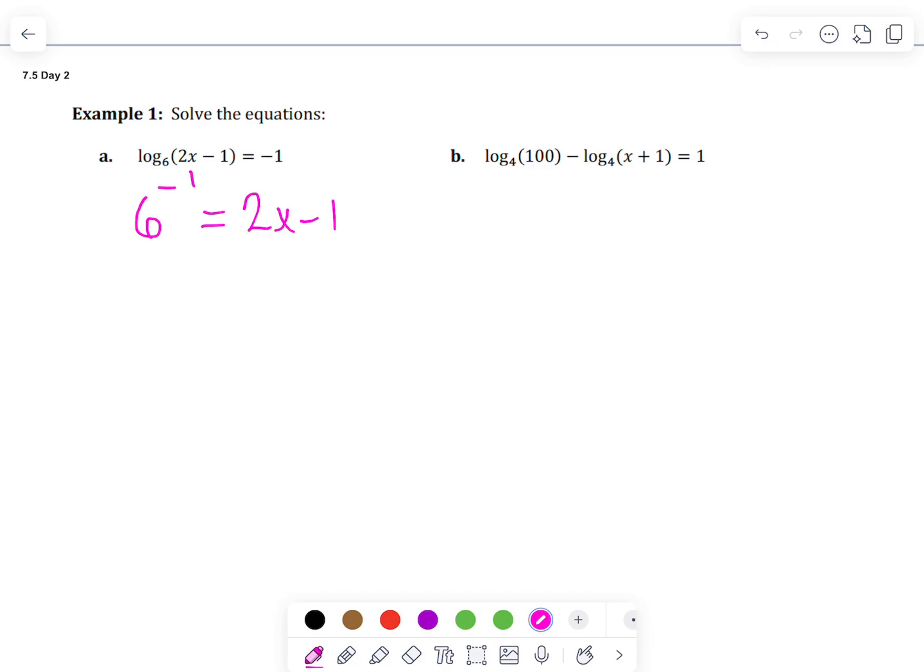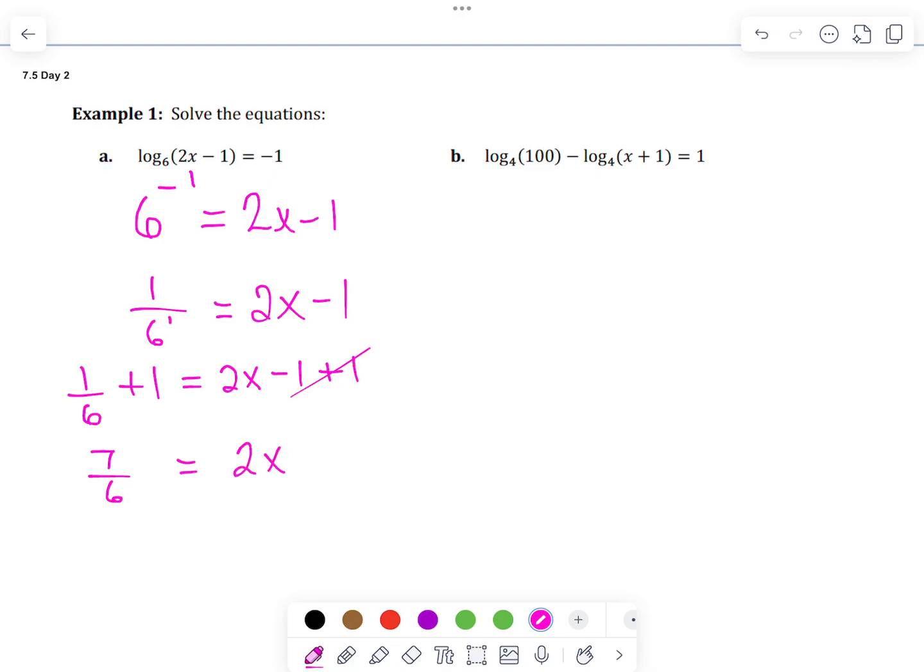Now I'm going to change that 6 to the -1 power using my exponent rules. That's 1 over 6 to the first equals 2x minus 1. And then I'm going to isolate my x. I'm going to add 1 to both sides. So that cancels out the -1 on the right. So I have 1/6 plus 1, which is 7/6. So I combine like terms on the left.